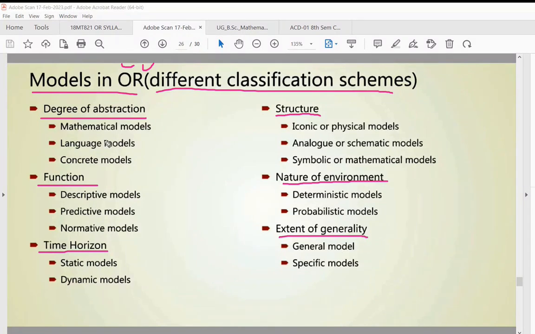With respect to the first, we need to concentrate on the degree of abstraction. In this, what are we going to define?